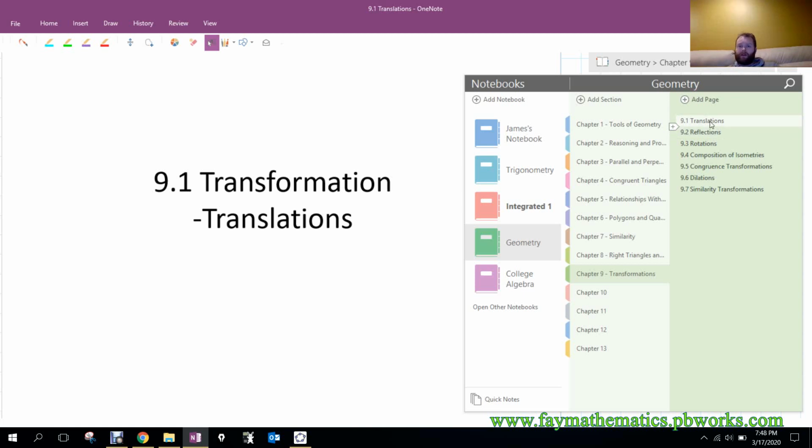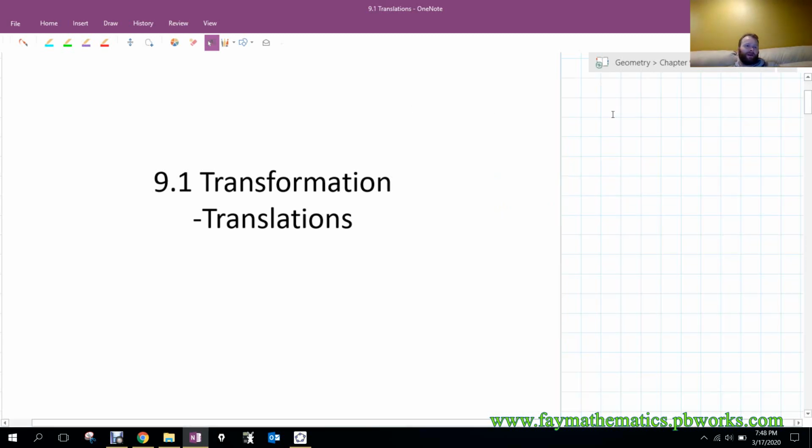Briefly, it won't take very long to get through both those sections. Then we'll do rotations and dilations together. And I'll briefly then talk about compositions on top of that. So we may very well wrap this chapter up in 2.5 sessions.